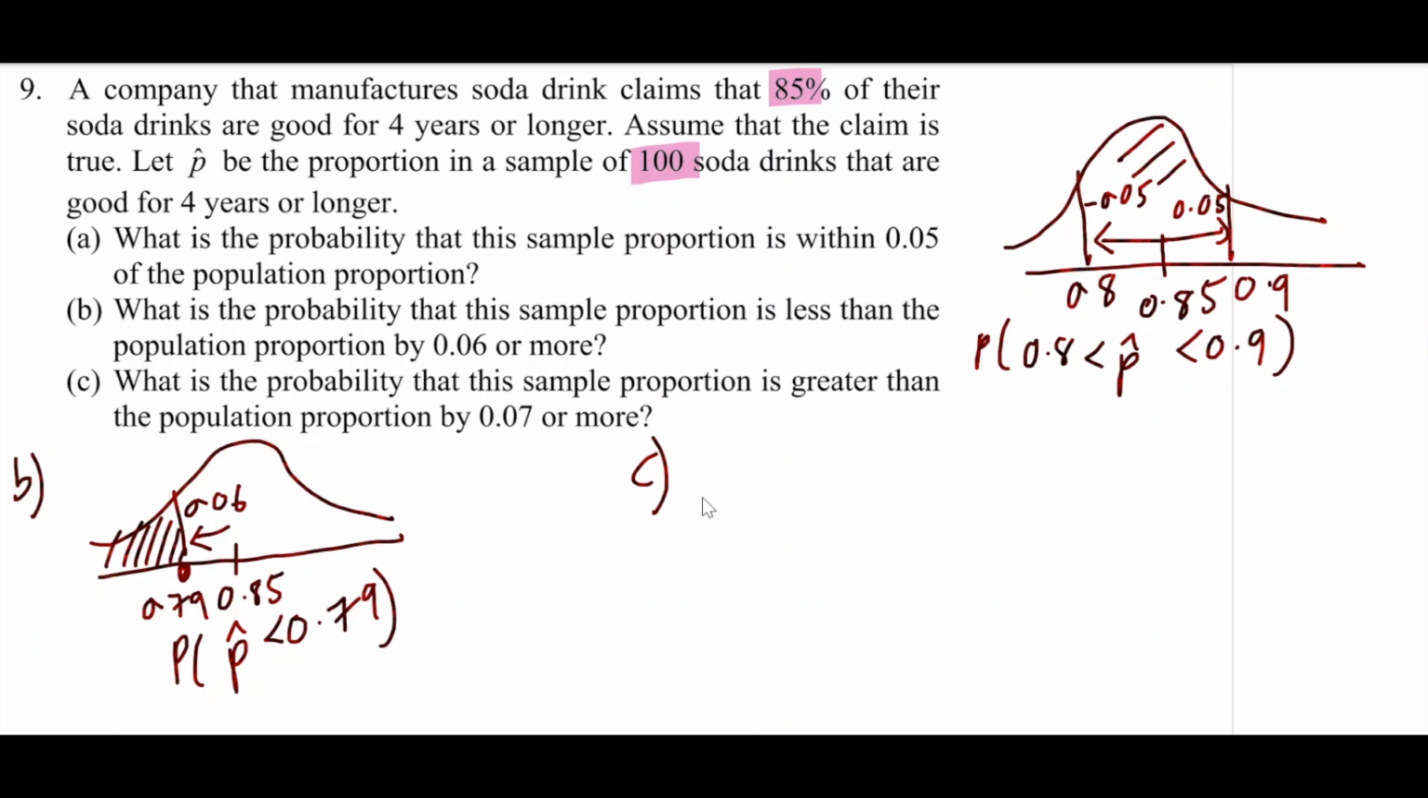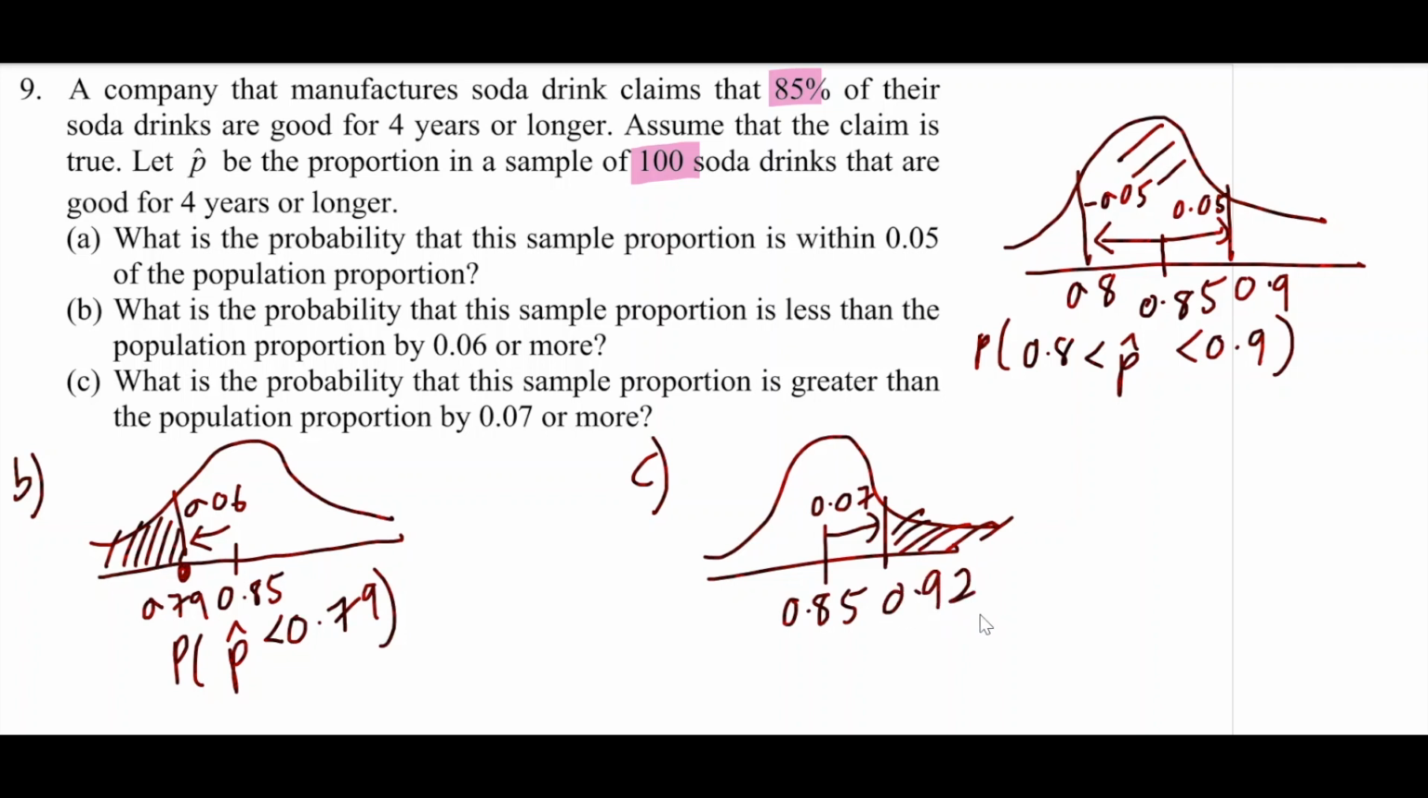Question C. This is the opposite of that. So your population proportion is still 0.85, and more than the population proportion by 0.07 or more, this area. And this is 0.92. So I'm going to find the probability that P hat is greater than 0.92.